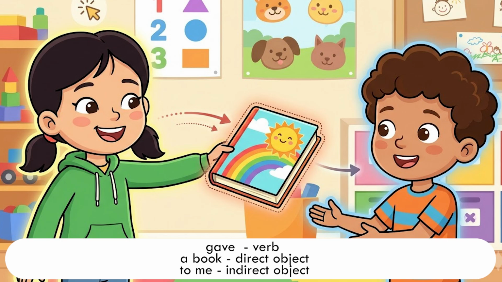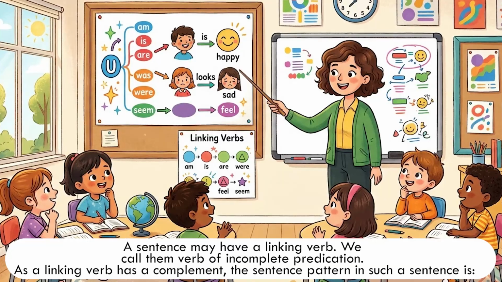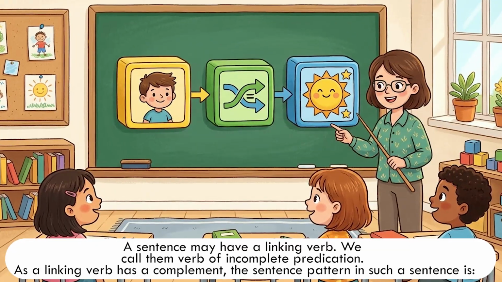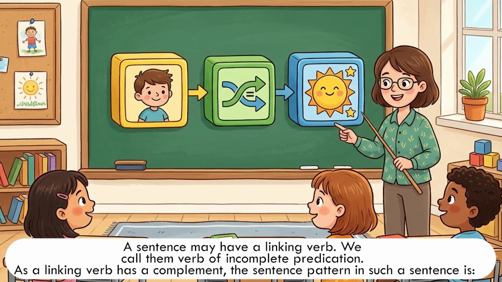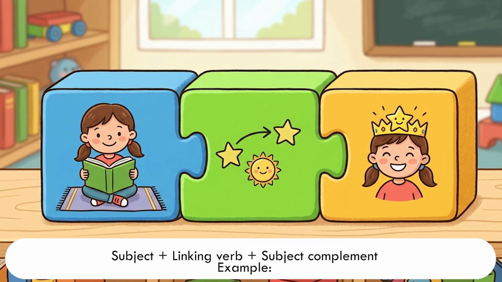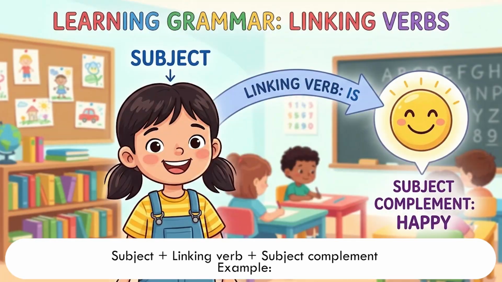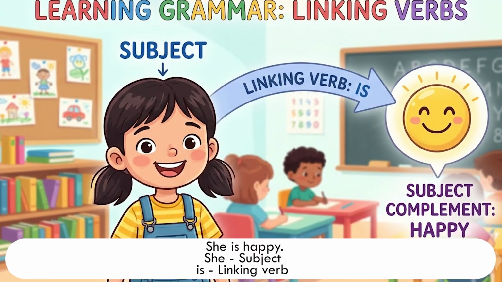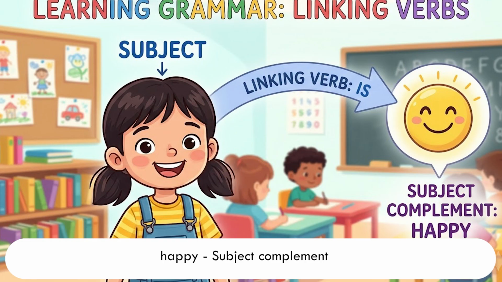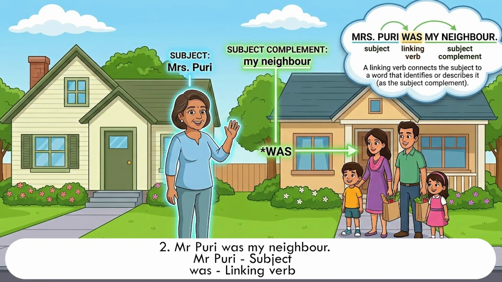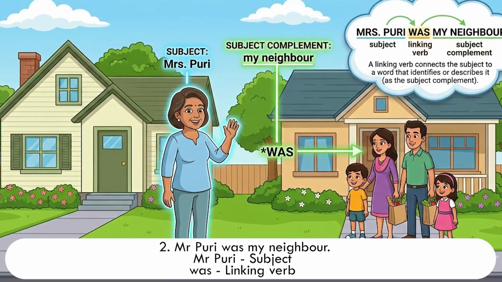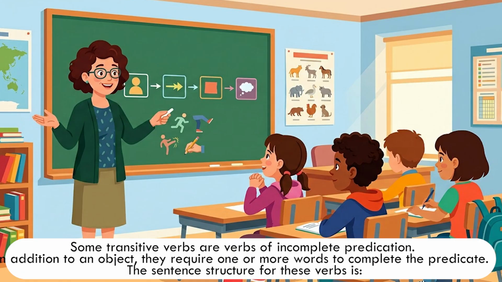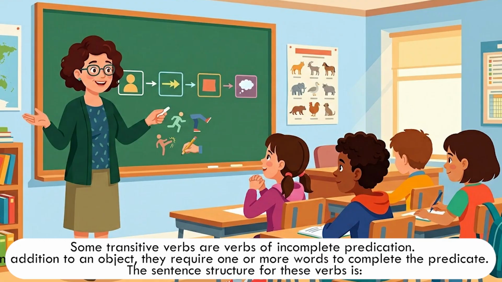To me, indirect object. A sentence may have a linking verb. We call them verbs of incomplete predication. As a linking verb has a complement, the sentence pattern in such a sentence is subject plus linking verb plus subject complement. Example: she is happy. She, subject. Is, linking verb. Happy, subject complement. Mr. Puri was my neighbor. Mr. Puri, subject. Was, linking verb. My neighbor, subject complement.